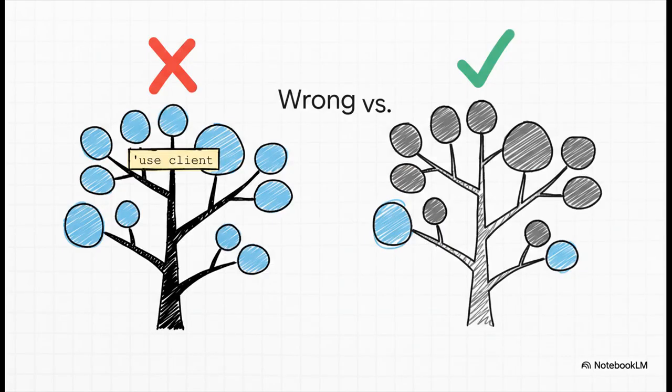So if you remember one thing from this entire explainer, let it be this. Your goal is to push use client as far down the component tree as you possibly can. You want it on the leaves of the tree, not the trunk. Don't make a whole page a client component if only one tiny button needs it. Isolate that interactivity into the smallest component possible.